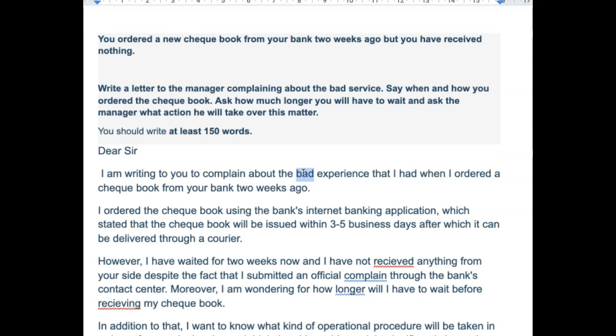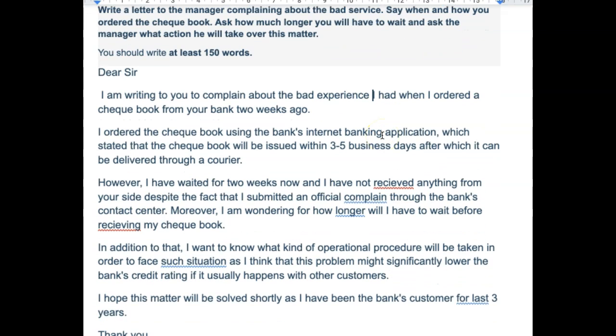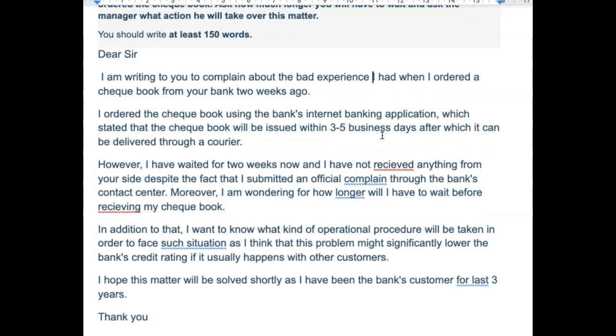About the dreadful experience I had when I ordered a checkbook from your bank 2 weeks ago. That is optional. And if we want to be as succinct as possible, we should really delete it. Okay, so writing in a succinct manner means communicating the same thing with the least amount of words possible. This increases the efficiency of delivery and avoids verbosity and wordy statements, which is proper academic writing. Also proper business writing.